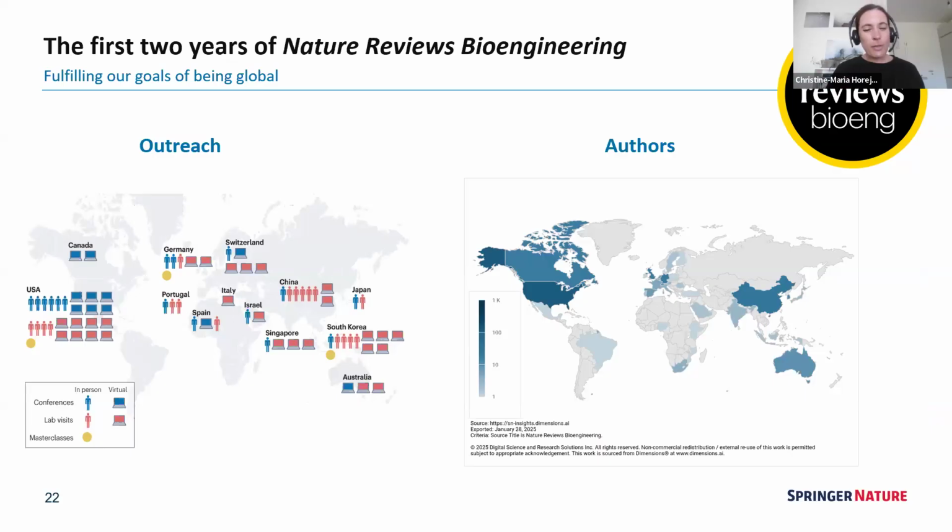So to identify the topics, the experts, and the areas that our community, our readership is interested in, we do a lot of outreach around the globe, both virtually and in person. We visit universities and laboratories, we talk to researchers, we attend conferences to really identify what are the key areas that our community cares about and that we would like to cover in our journal. And I'm very happy to say that this is also reflected in the global distribution of our authorship, as you can see here on the right graph.